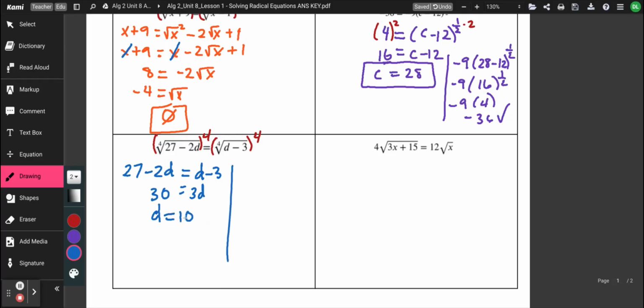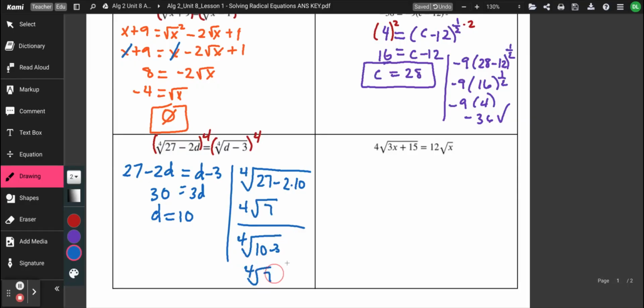And then we'll do a quick check to make sure it works. So here we have the fourth root of 27 minus 2 times 10, which is the fourth root of 27 minus 20, which is 7. On the right, we get the fourth root of 10 minus 3, which is also going to be the fourth root of 7. So since they are equal, that is a good answer.